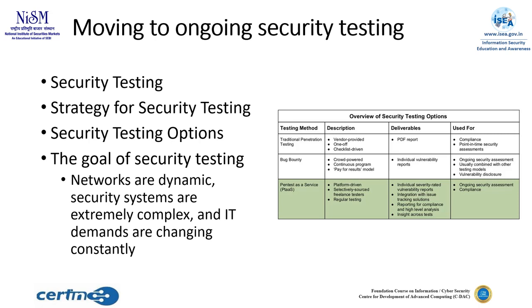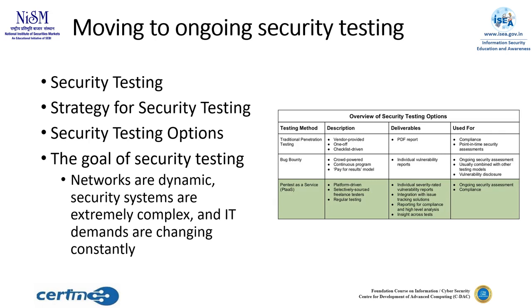Coming to the security test options, one method is traditional penetration testing, or otherwise you can open it to a bug bounty and find your gap areas, or use penetration testing as a service. So that kind of platform you can add. Traditional penetration testing is basically where various vendors provide it and the report comes automatically. Generally, these traditional penetration tests are based on compliance requirements and point-in-time security assessment. With bug bounties, more people come, more freelancers come and test it.